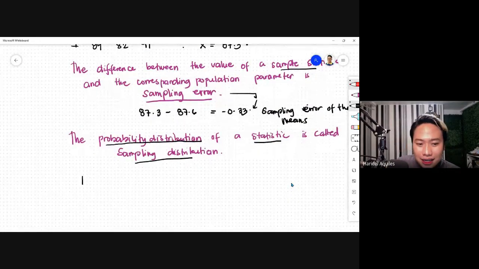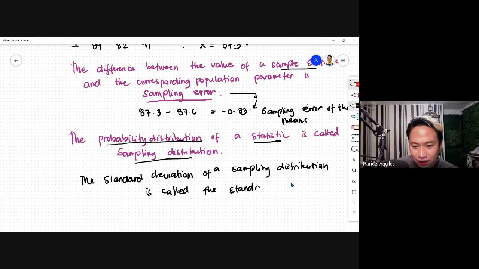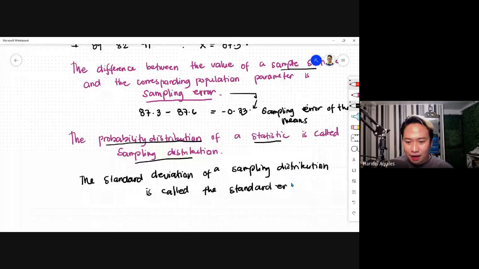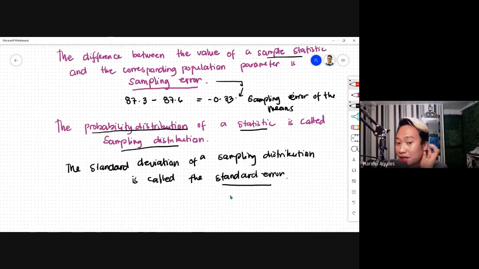Next, the standard deviation of a sampling distribution is called the standard error. Spelling: standard error. I'll repeat: whenever you have a standard deviation of a given sampling distribution, that's what we call the standard error. To better understand the definition, I'm going to give you an example.